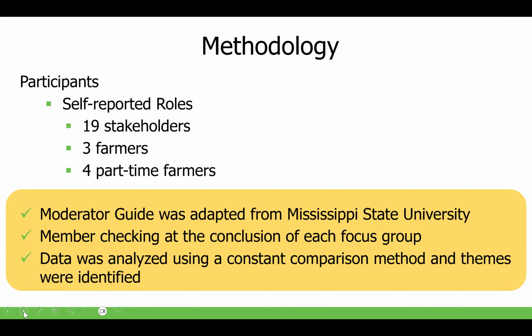Continuing on looking at the methodology, self-reported roles included 19 stakeholders, 3 farmers, and 4 part-time farmers. Obviously, that adds up to more than 23. So several people reported that they had 2 of these roles. A lot of folks reported that they were stakeholders. They worked very closely with several different farmers, but they were also part-time farmers themselves.